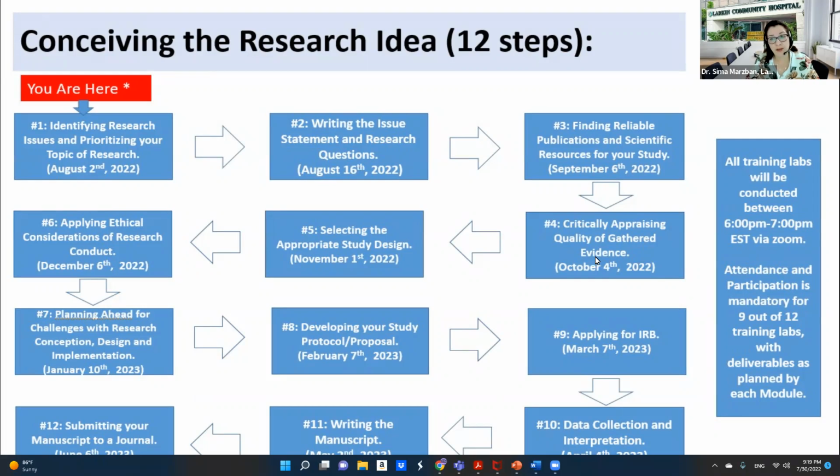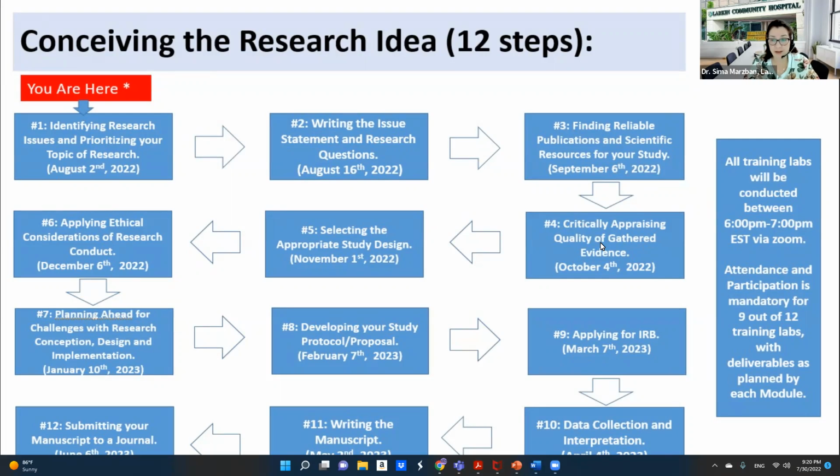The third module would be finding reliable publication and scientific resources for your study. A study without evidence, citation, and references would be valueless. So you need to know how to search reliable and well-known databases for clinical literature, how to find the relevant articles, and how to value those articles based on their quality and methodologic robustness.